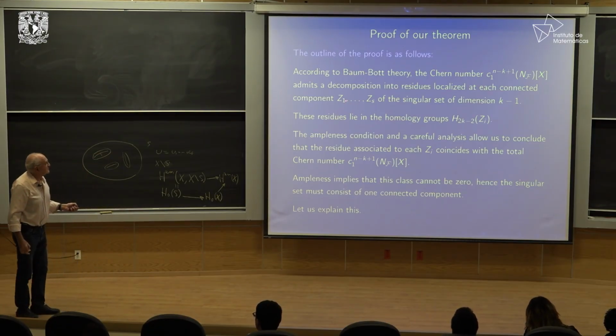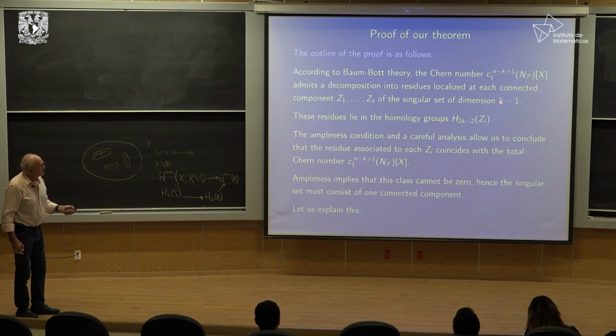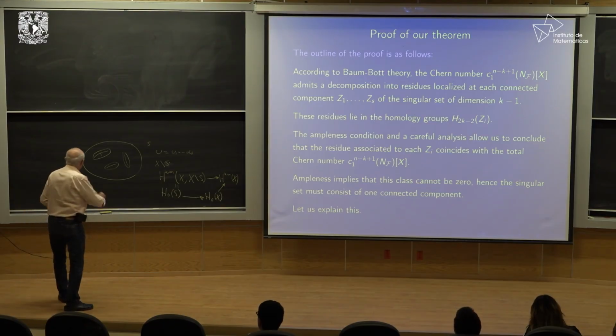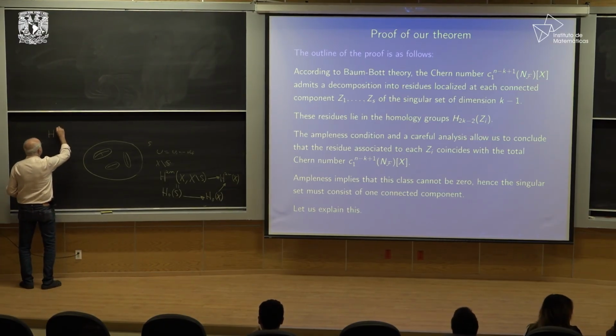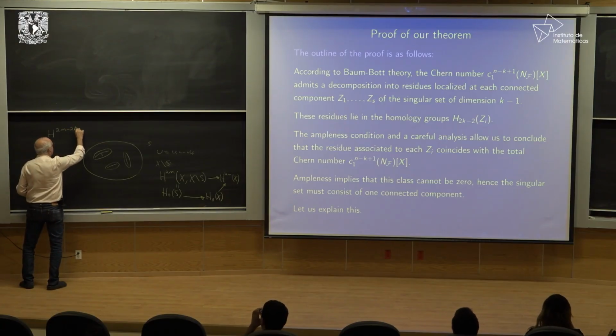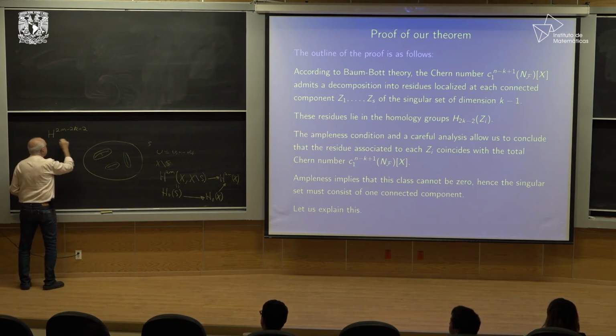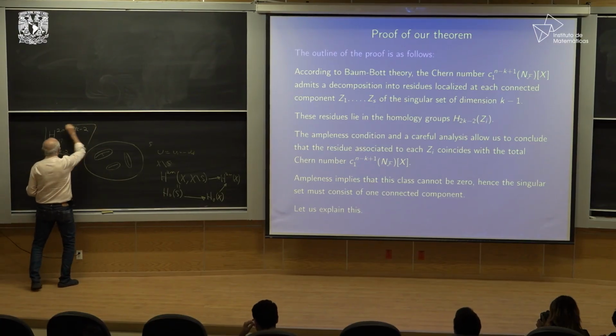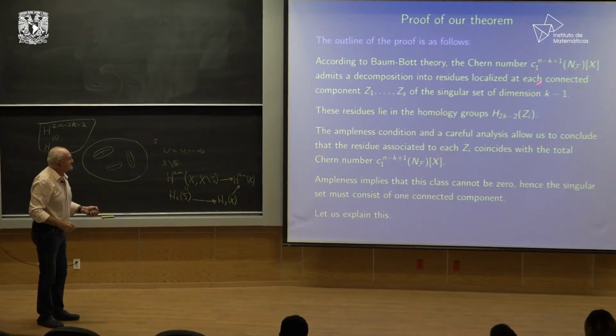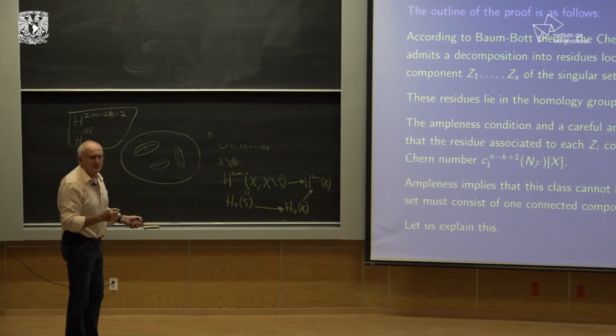We consider the connected components of the singular set, which are of dimension k minus 1. So notice that this naturally lives in H 2n minus 2k minus 2, the Chern class. And by Alexander duality, since the manifold has complex dimension n, this is isomorphic to H 2k minus 2. Okay? So this class has residues in this homology group.